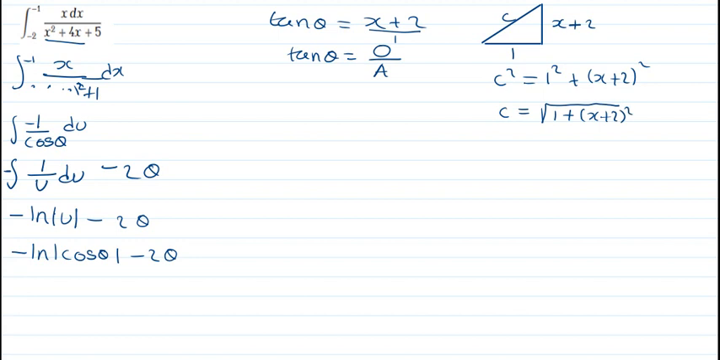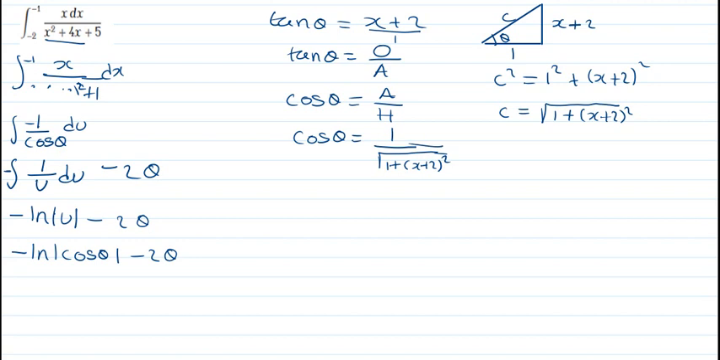With this information, we can find our cos theta. So since this is our theta, cos theta is going to be equal to adjacent over hypotenuse. Our adjacent for cos theta is going to be 1 over our hypotenuse, which is the square root of 1 plus (x plus 2) squared.